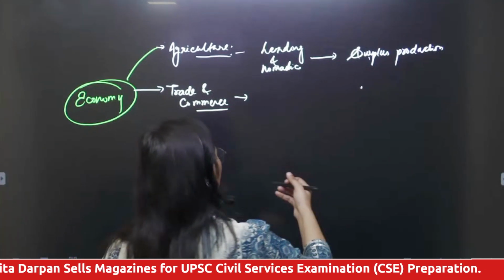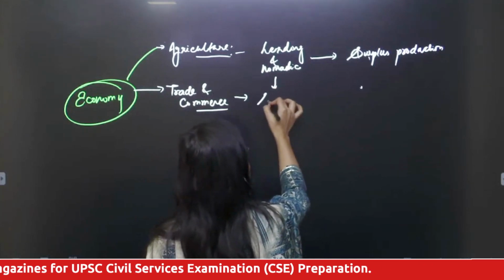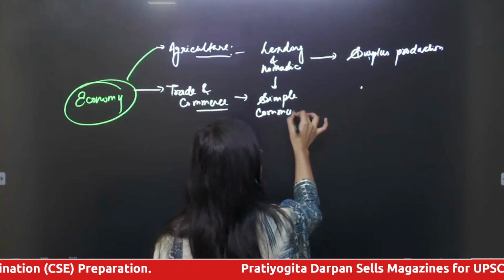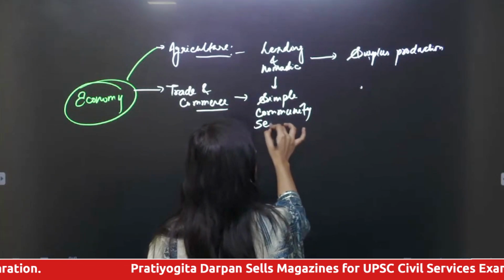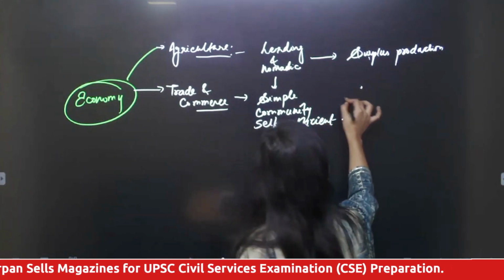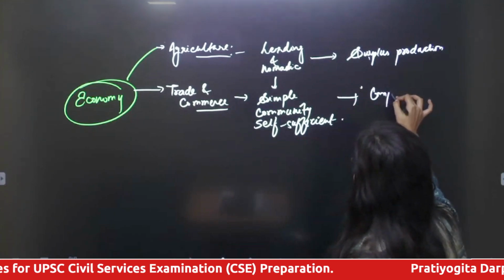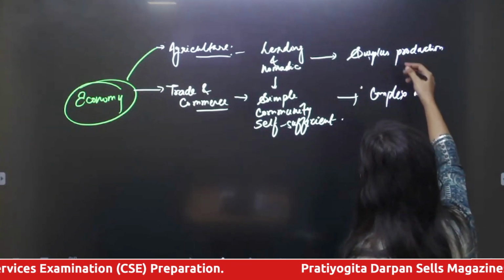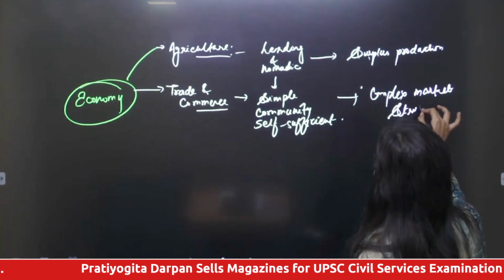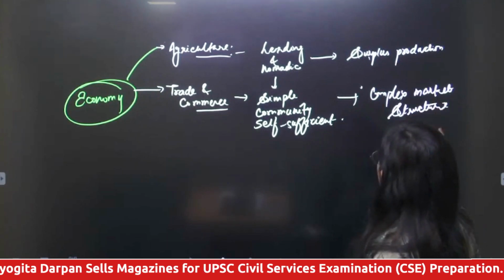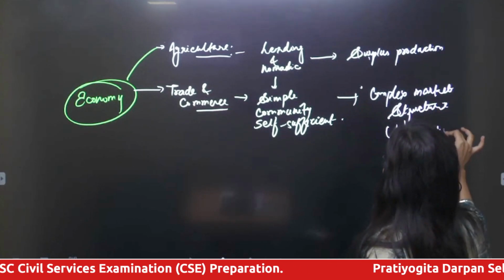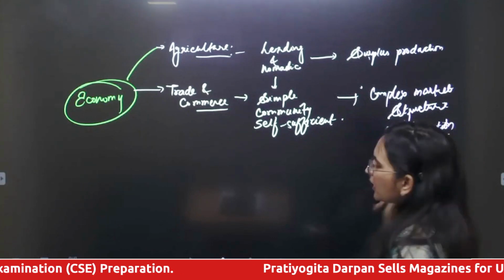So earlier we have simple community self-sufficiency. What happens here? Complex market structure. Why? Because surplus is there. And this complex market structure would lead into urbanization. So urban centers will evolve gradually.